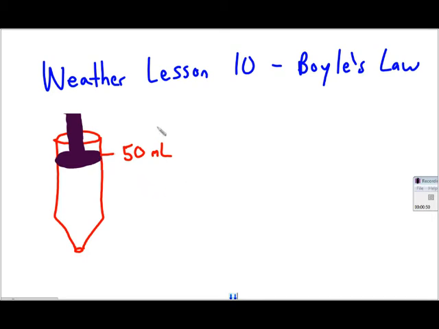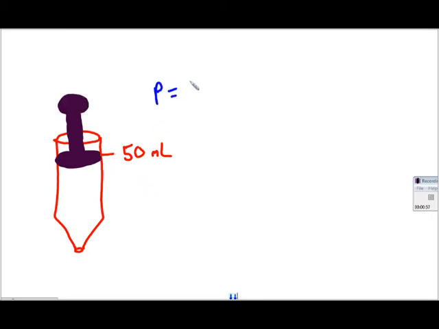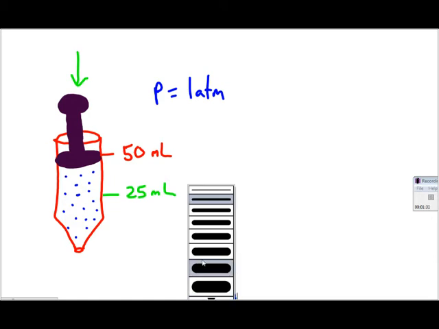And so assuming we're at sea level, we'll say the pressure starting out in our syringe is 1 atmosphere of pressure. So you have gas molecules inside here. And if we take this and we push down on a plunger, and let's say we cut the volume in half, so instead of the gas taking up 50 milliliters of space, it now takes up 25 milliliters of space.